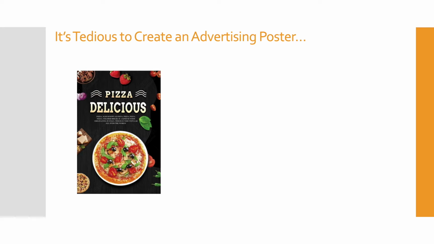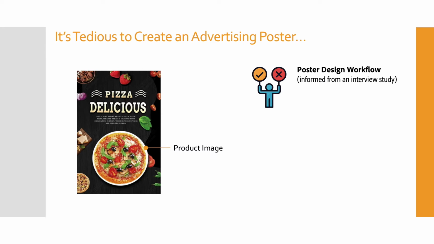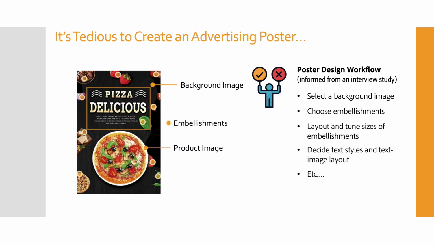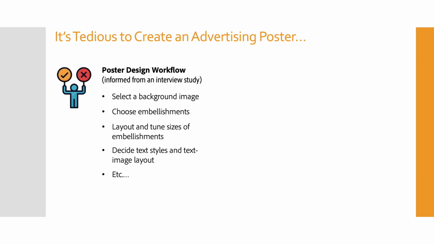The designers are usually given a product image as a starting point. Then they need to search for design elements to match with the product image and complete their design, such as the background image and the embellishments. They also need to determine the sizes and the positions of the embellishments and texts. Note that this workflow is never a one-way path.